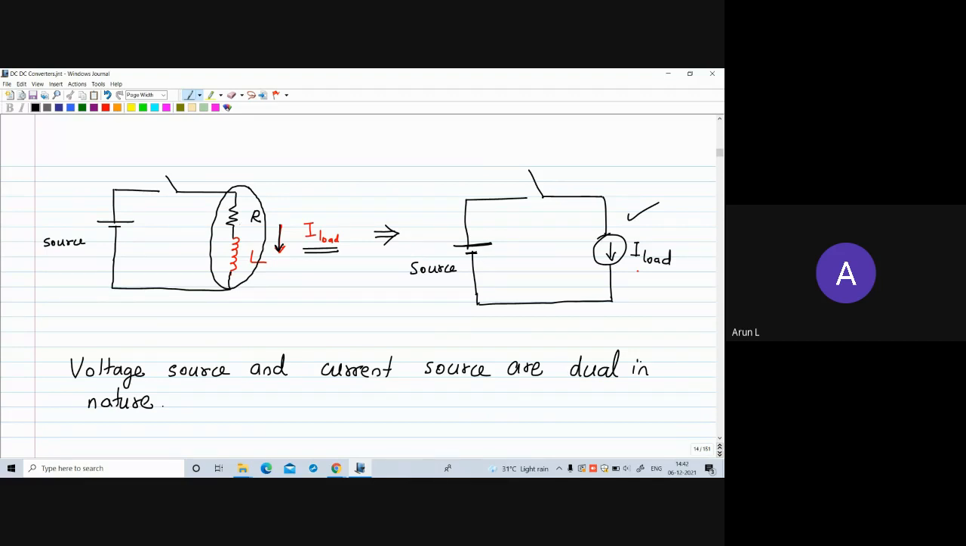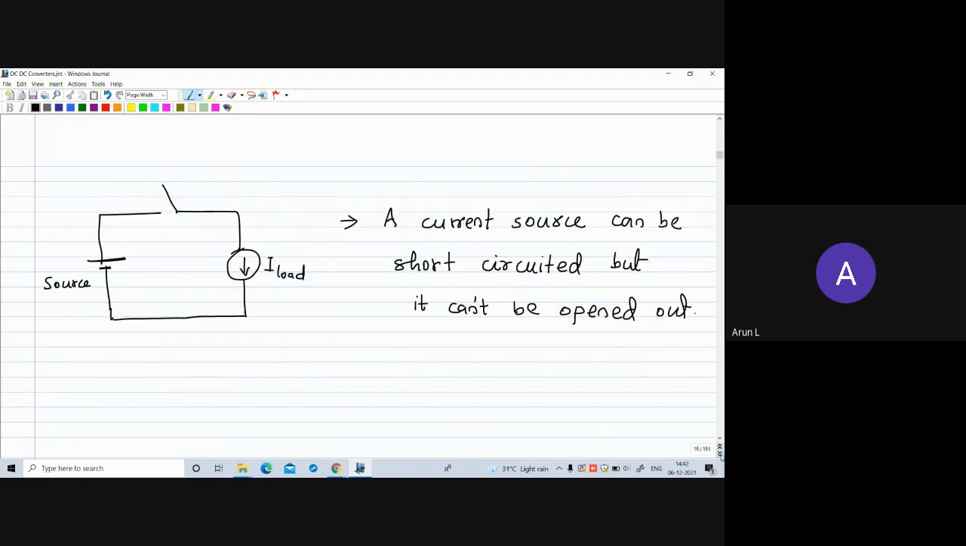Now if you look into this circuit, there is a problem in here because when you are closing the switch, there is no issue. This voltage source and current source form a loop. But when you are opening the switch, there is an issue. A current source can be short circuited, but it cannot be open circuited. You cannot open out a current source because when you open out a current source, large indefinite voltages will appear across the terminals of the current source. So that is an issue here. We cannot open this switch safely.